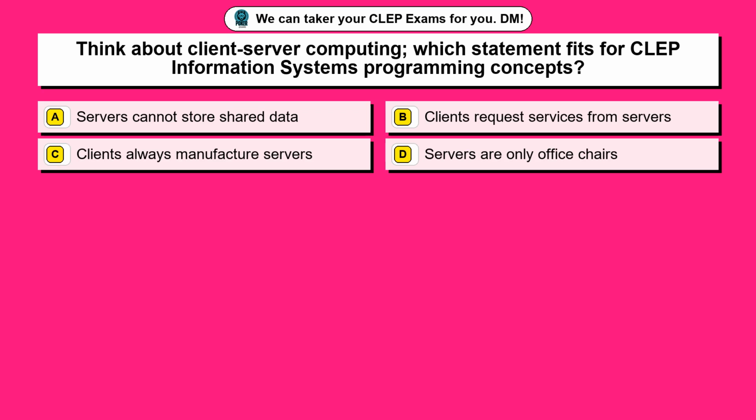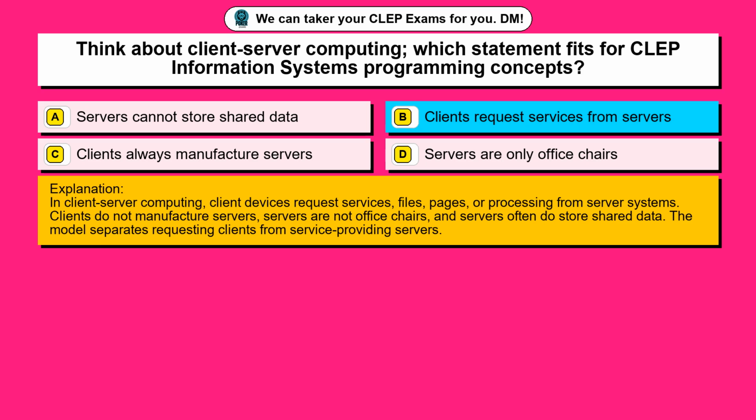Question 58. Think about client-server computing. Which statement fits for CLEP Information Systems programming concepts? Option A, servers cannot store shared data. Option B, clients request services from servers. Option C, clients always manufacture servers. Option D, servers are only office chairs. The correct answer is option B, clients request services from servers.